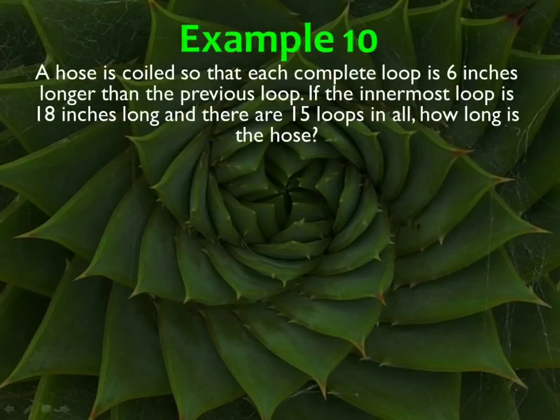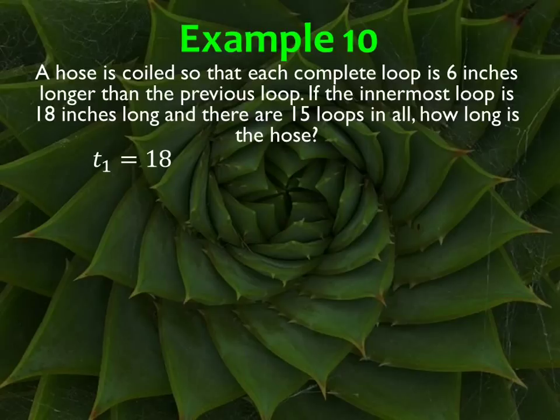All right, got some word problems. Number 10, a hose is coiled so that each complete loop is 6 inches longer than the previous loop. If the innermost loop is 18 inches long and there are 15 loops in all, how long is the hose? So the first thing you want to figure out is, what kind of series is this, geometric or arithmetic? Well, we know the first term is 18.